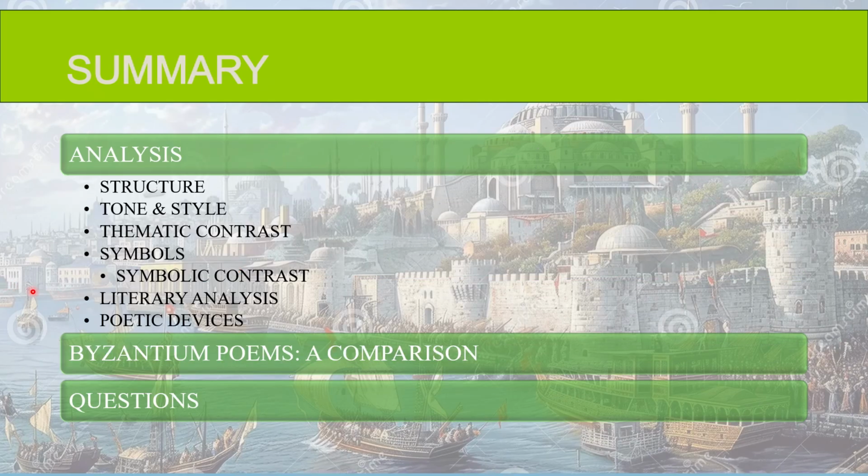So in this video, we did a critical analysis in which we had a look at the structure, the tone and the style, thematic contrast, the symbols, the symbolic contrast, the literary analysis, the poetic devices, a comparison of the two Byzantium poems, and some important questions which would be appropriate as a revision for the two videos that have been made on this by me. With that, we come to the end of our discussion.